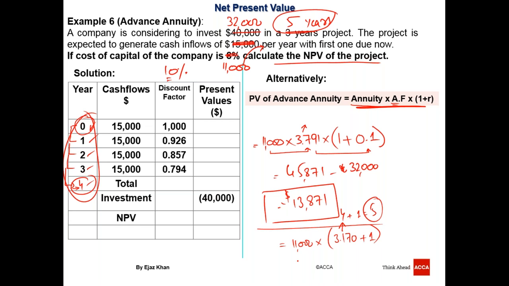So it's 45,870. 45,870 minus 32,000 is 13,870, approximately the same answer. So I hope it's clear. Abdullah, is it clear?